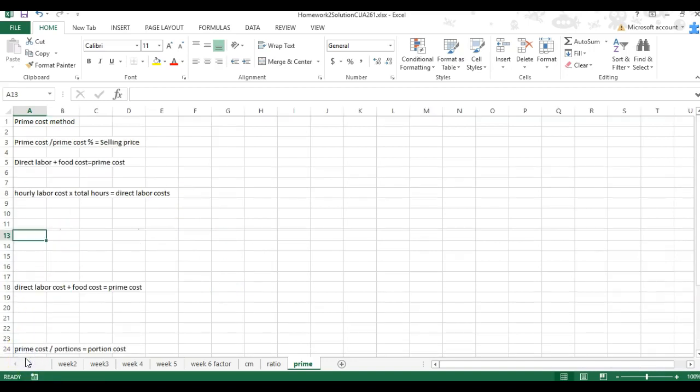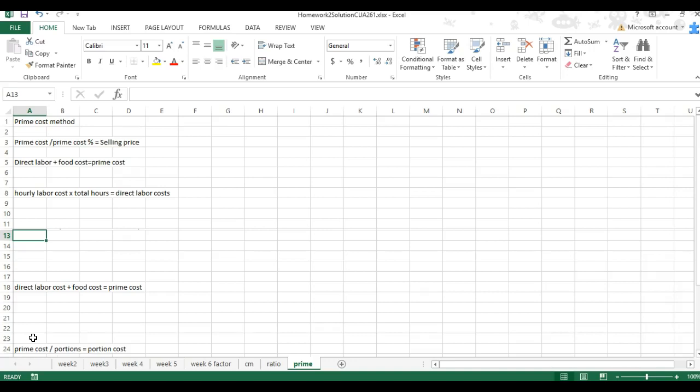All right, digging into prime cost method. So there's a lot of different formulas to get to this answer. Please don't let it overwhelm you. We're going to go through each step. There is an extra step on our assignment versus what the example is in the book. So we're going to kind of mash the two together. So prime cost method. So simply it is prime cost divided by the prime cost percentage will give us our selling price.